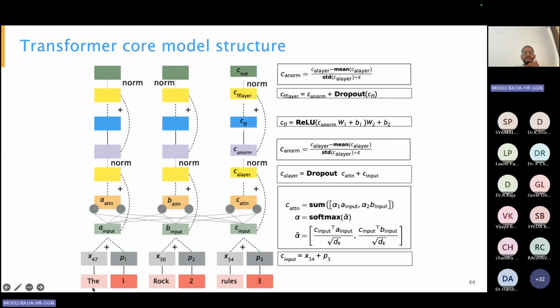You see at the bottom, the rock rules. So we have these sequence identifiers. There are many ways you can identify a sequence, and here I think it uses a sine curve for sequence identification. So you see 1, 2, 3, P1, P2, P3. It's a small value that differentiates them. In any case, you now have this input. It has a nomenclature of X47. The input is the embedding, and it has gone to an attention layer.